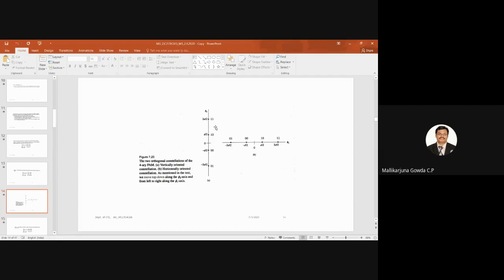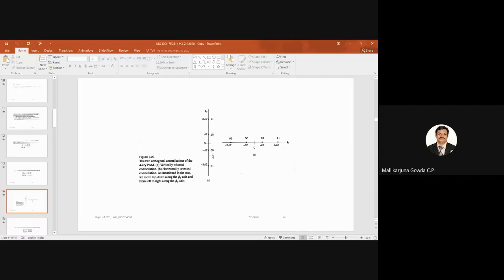So if you go here also, you can move either from top to bottom or bottom to top. So just look at this, 1, 1 to 1, 0. There is only one bit change, right? So the first bit is 1, so here also it is 1. Then 1 to 0 is changed, right?